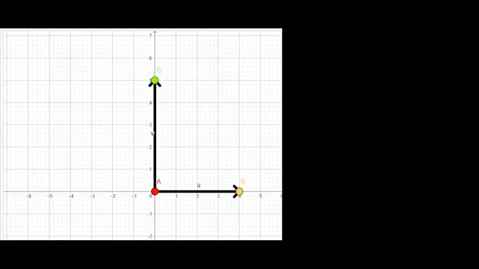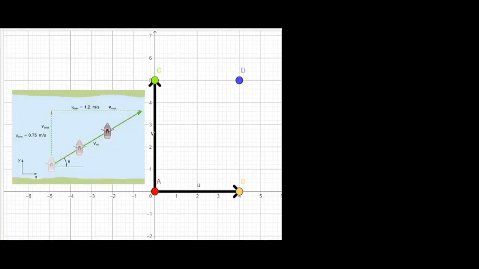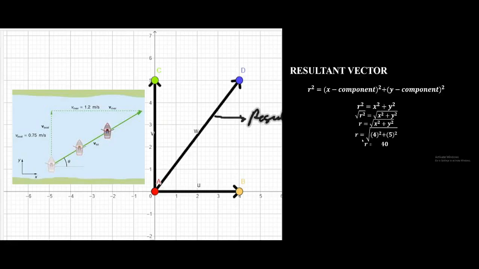As an example, consider the flow of the river and its effect on a boat trying to cross the river bank. The resultant movement of the boat will be deflected. This is also theoretically equal to the resultant vector, which is at point D, the intersection of point A and B, the coordinate of point D is 4 and 5. Connecting point A and D gives us the resultant vector, W. This can be solved using the Pythagorean theorem, and the angle can be solved using trigonometric functions.